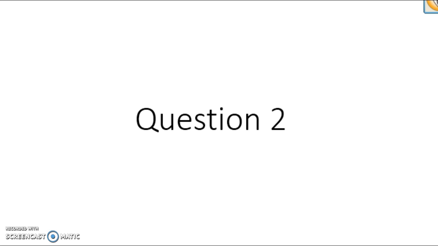Question 2. Which statement best describes the part of the atom that is shown by the arrow? A. It is an electron and it has a negative charge. B. It is an electron and it has a positive charge. C. It is a proton and it has a positive charge. Or D. It is a neutron and it has a negative charge.